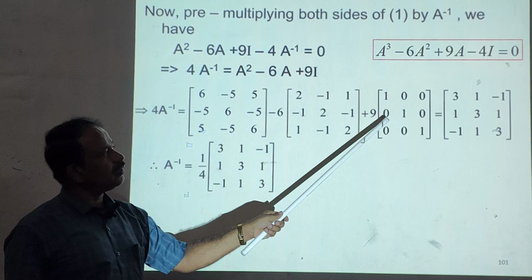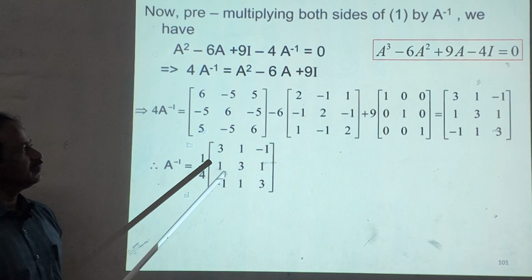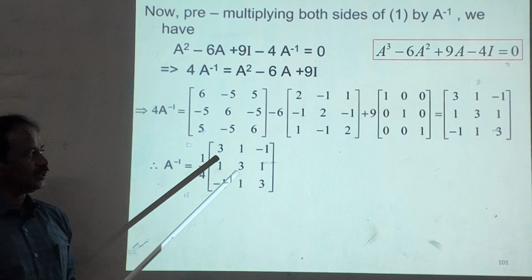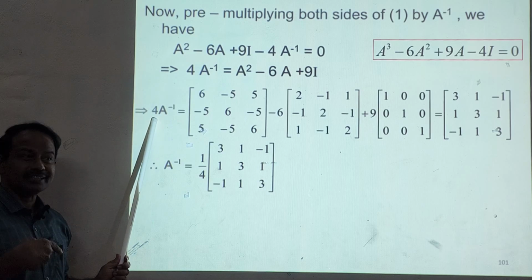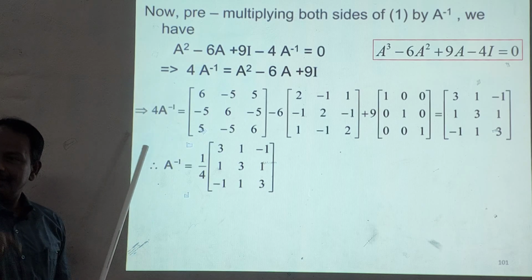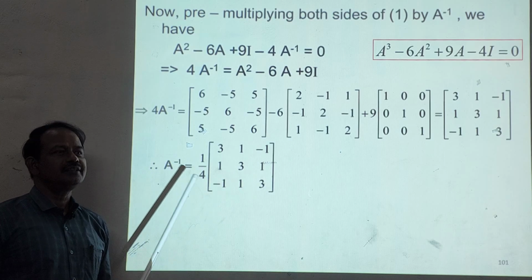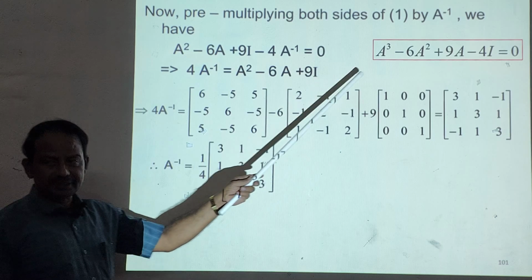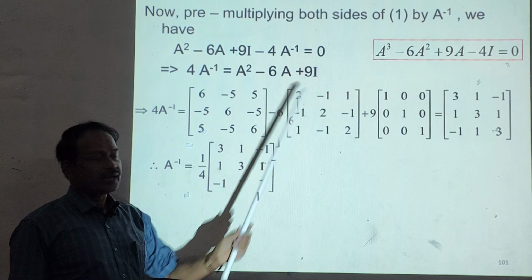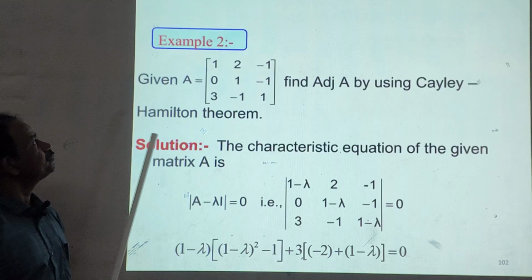So, add all those things, that will give you this matrix: 3 1 minus 1, 1 3 1, minus 1 1 3. And of course, your 4A inverse is on the left hand side. So, A inverse will be 1 by 4 times this matrix. So, that is your inverse of the matrix. We have verified the Cayley-Hamilton theorem and we have found out the inverse of the matrix, A inverse.